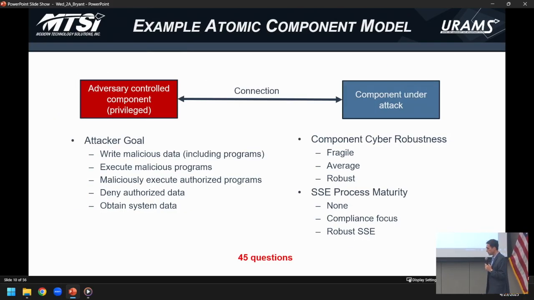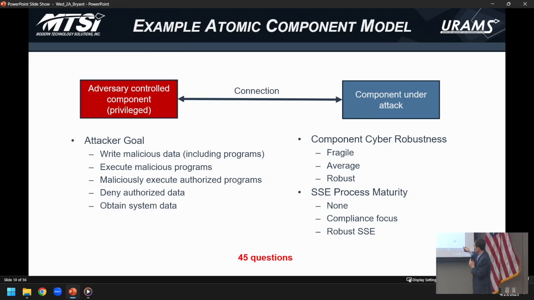Okay, so here's an example of a way that we did that in this particular notional example. I built this atomic component model, basically a very simple model. The assumption is that an adversary is sitting on a controlled component with privileged access, and they are trying to get to a component under attack. Then they have one of 5 attacker goals: write malicious data, execute malicious programs, maliciously execute authorized programs, etc. If any of you recognize those, they are from JHU APL, from Hat Trick. I think that's a very good set of potential things that an adversary can do.